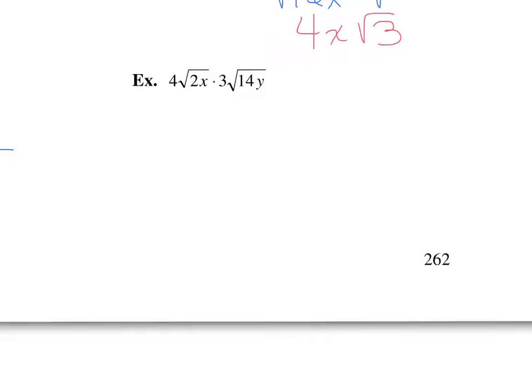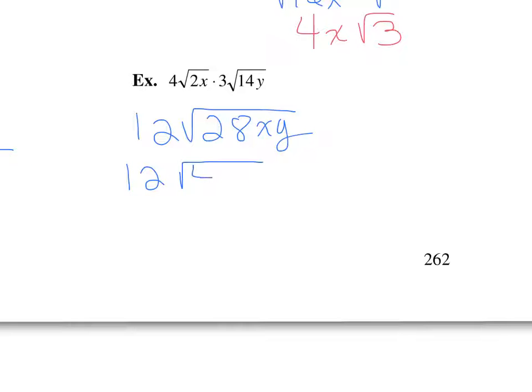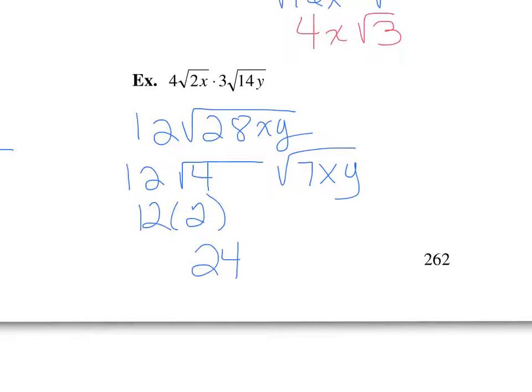In this example, same thing, coefficients first. So 4 times 3 is 12. And radicands, 2x times 14y makes 28xy, which needs to be simplified. So 28 is 4 times 7, and the x and the y only have 1 each, so they won't be able to be simplified. They have to stay in the not perfects. The square root of 4 is 2, times that 12 out front, gives us 24 square root of 7xy.